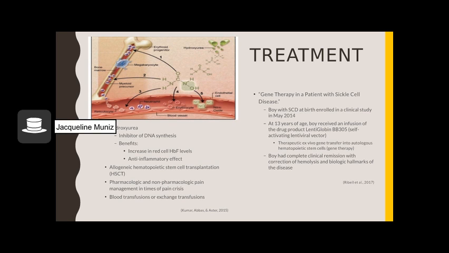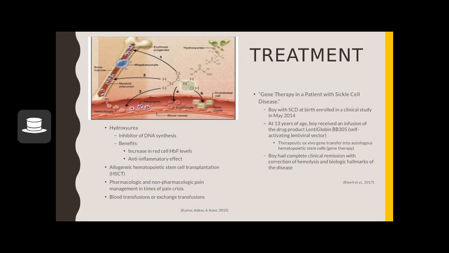Kumar, Abbas, and Aster describe treatment options for sickle cell disease. The text states a mainstay of treatment is an inhibitor of DNA synthesis, hydroxyurea, which has several beneficial effects. These include an increase in red cell hemoglobin F levels, which occurs by unknown mechanisms, and an anti-inflammatory effect, which stems from an inhibition of leukocyte production. These activities are believed to act in concert to decrease crises related to vascular occlusions in both children and adults.